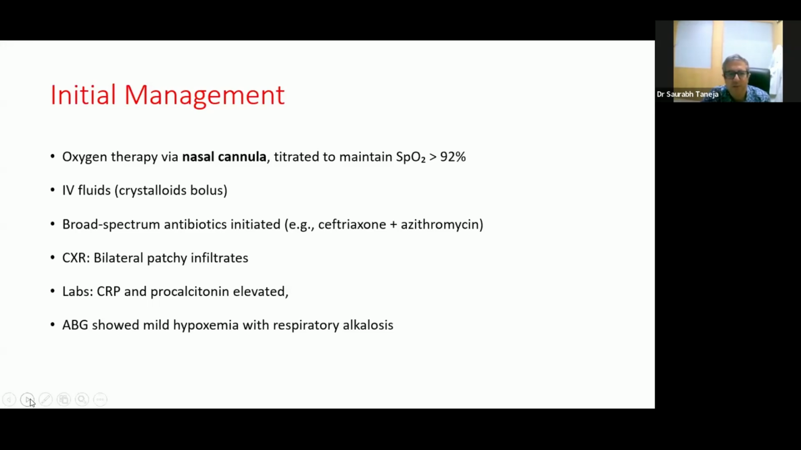So what investigations do we send? The initial ones are the lab parameters, which are the CBC, the RFTs, the serum electrolytes, and we look for any infective workup like CRP, procalcitonin, and all the cultures. We do a chest X-ray because the patient's symptomatology tells us that the most common involvement in this patient must be of the chest or lung parenchyma, and we do a blood gas analysis immediately. So when we do a blood gas analysis, it showed mild hypoxia with respiratory alkalosis.